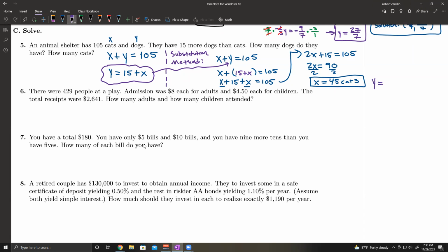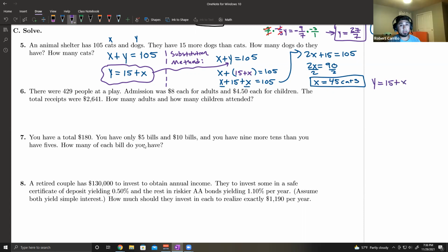So y equals 15 plus x. That means y equals 15 plus 45. And we get that we have 60 dogs. There we go. So 45 cats, 60 dogs. We have 15 more dogs than we have cats. All right. Everybody good with that?